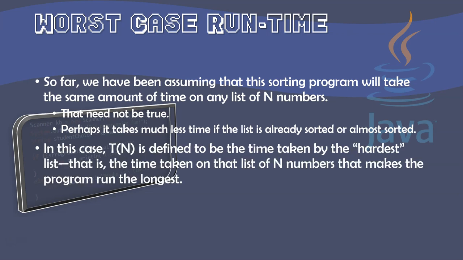Well, in this case, remember, t of n is defined to be for the hardest list. You can think of it as the maximum number of steps it would take for n numbers, to make that program run for the longest duration. This is what's known as the worst case runtime.